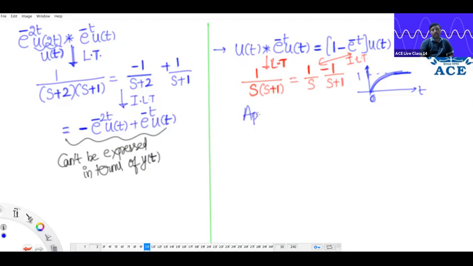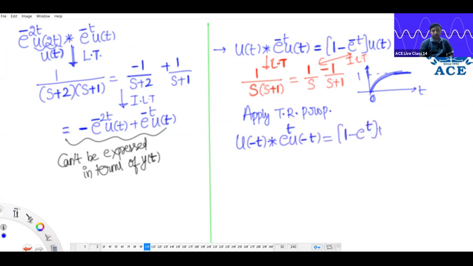If I apply the time reversal property here, TR means time reversal property. Apply the time reversal property to the expression, what will happen? U of minus t convolved with e power t u of minus t, right side 1 minus e power t u of minus t. Wherever t is there, write minus t. U of minus t convolved with e power t u of minus t is 1 minus e power t u of minus t.